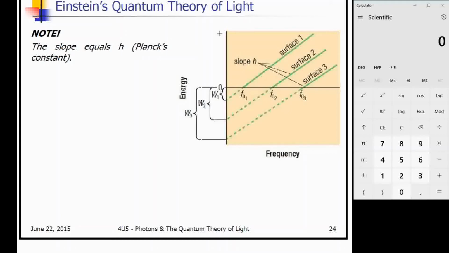So that slope of each of those different surfaces is equal to h. It's equal to Planck's constant. So I'd like you to copy this picture down, and I'd like you to copy down that the slope is equal to h. And I'd like you to copy down that W1, W2, and W3 are equal to the individual work functions of each of those surfaces.